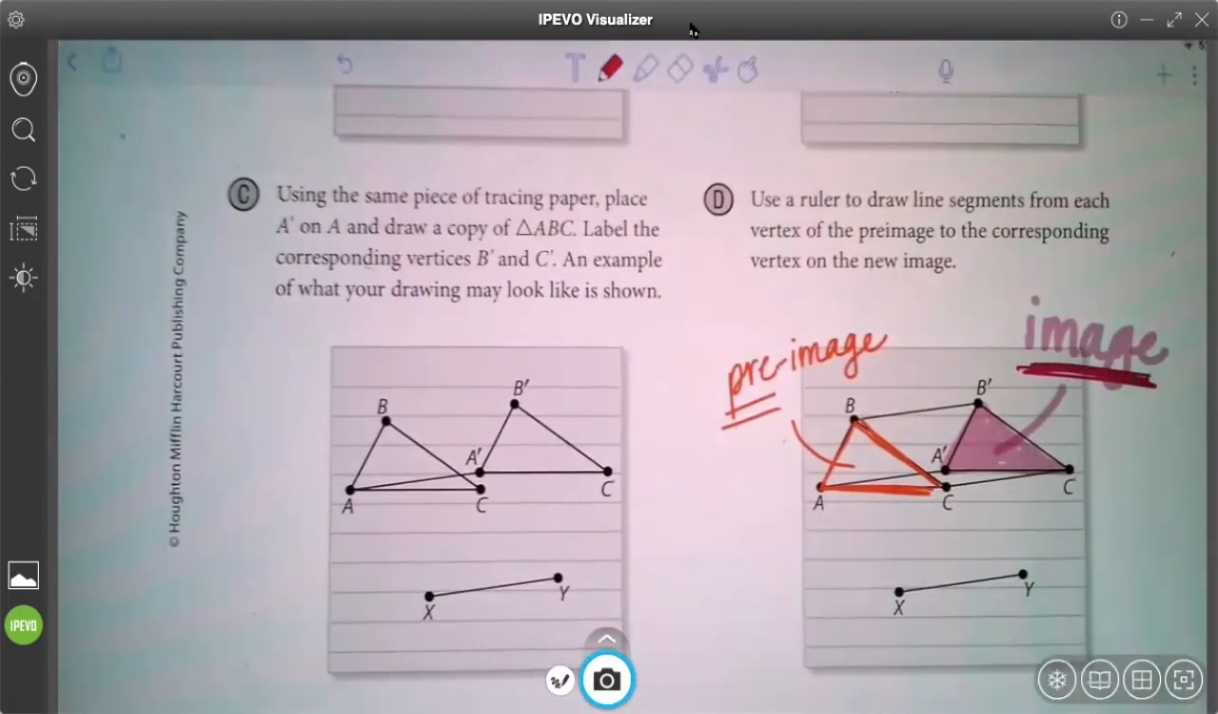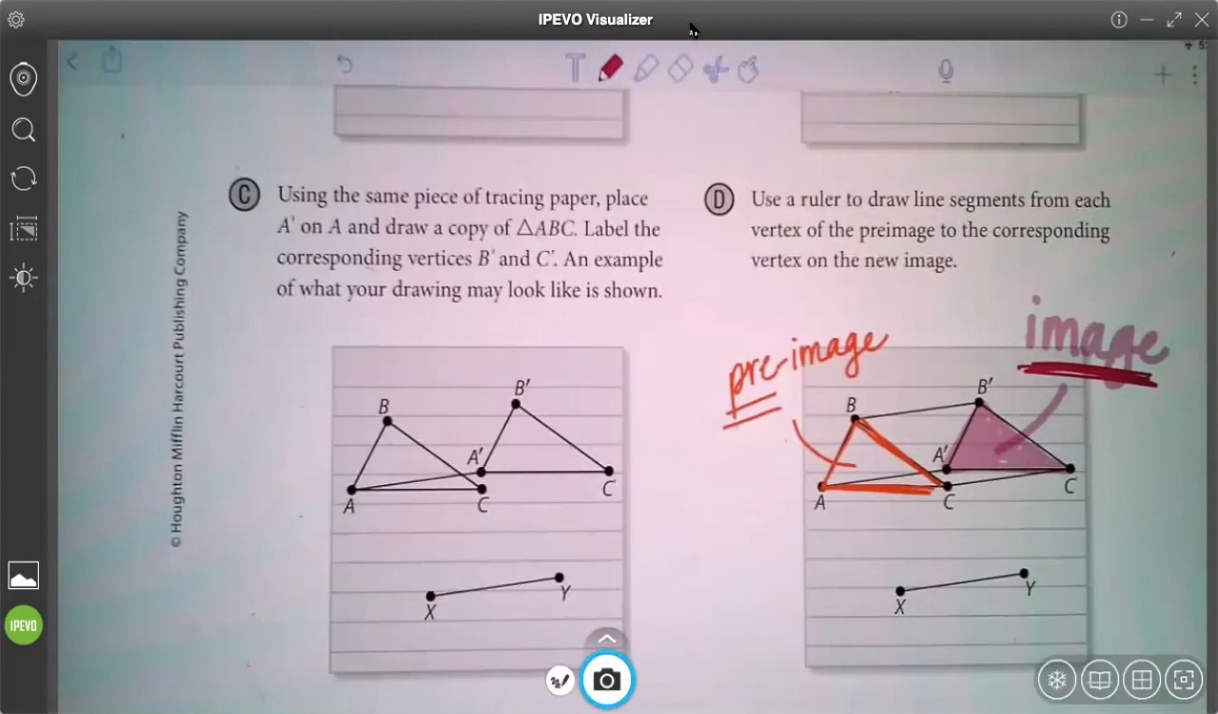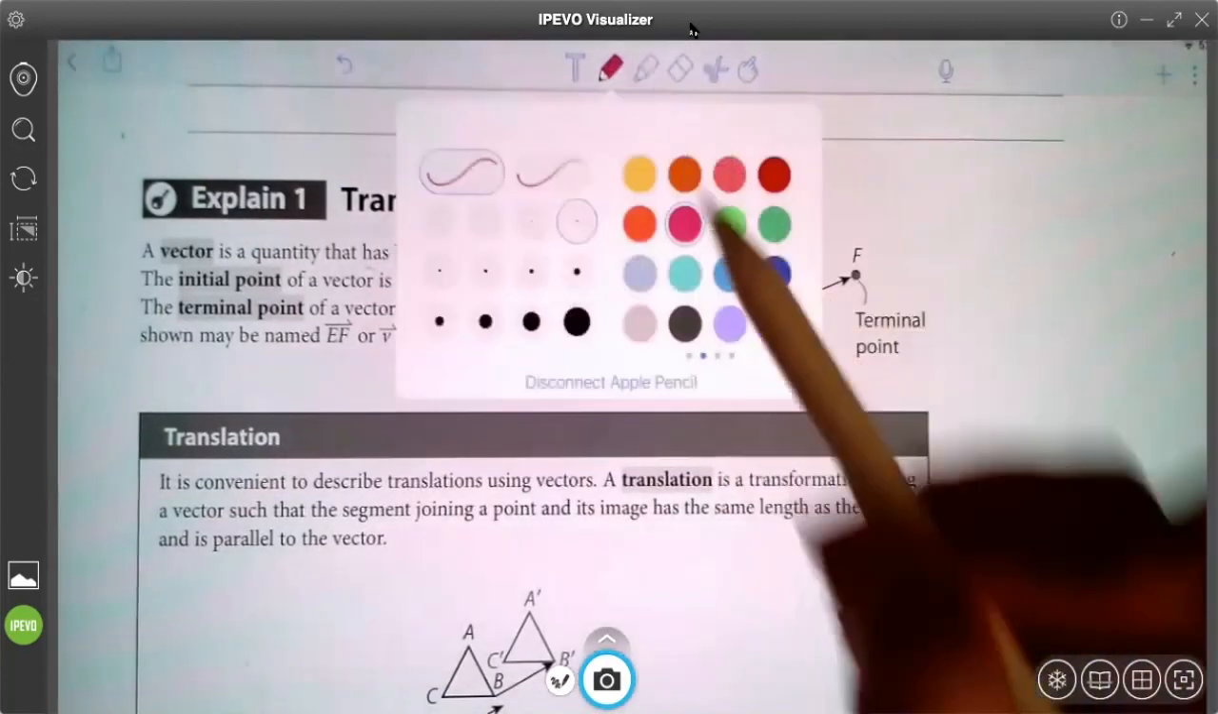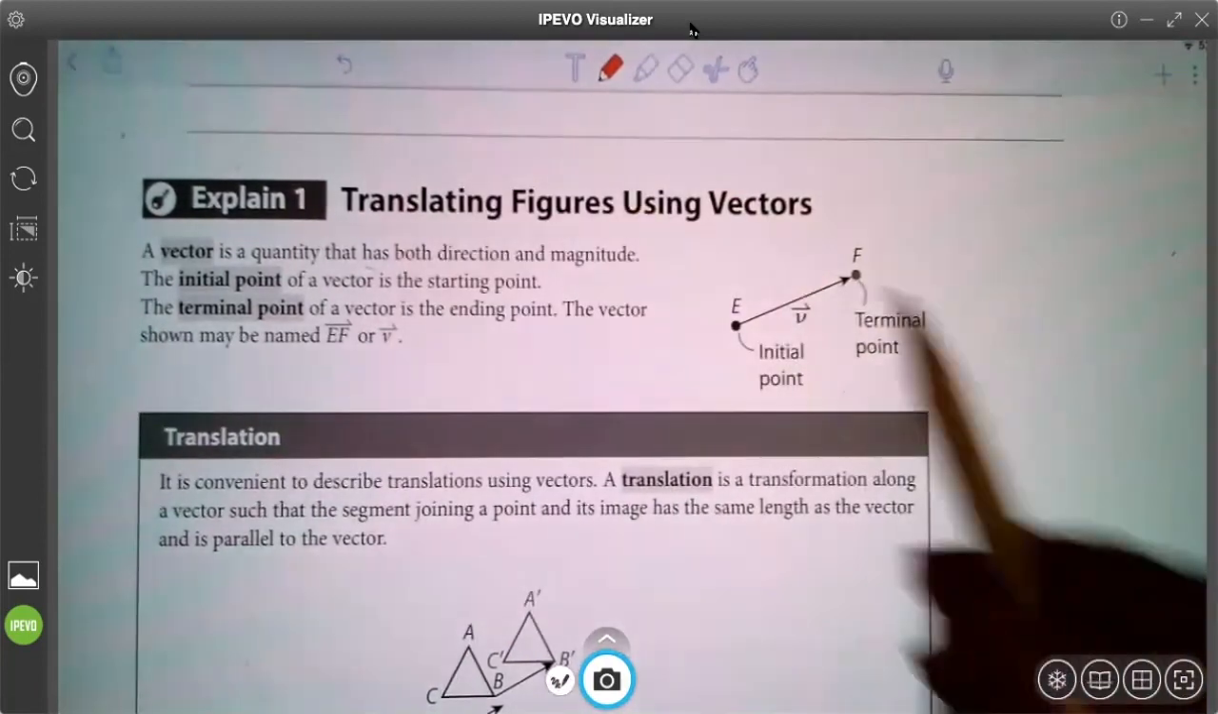If you look really similar to somebody else in your family, maybe a parent, maybe a sibling, maybe a grandparent, you might have heard, if you've lived in the South very long, that you are the spitting image of that person. The image is the one that came after. So the pre-image is the original. The image is the same figure, but after a transformation of some kind has been done. In this case, translations.